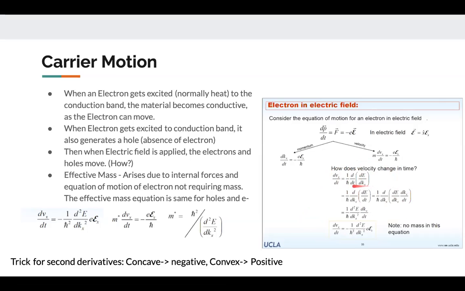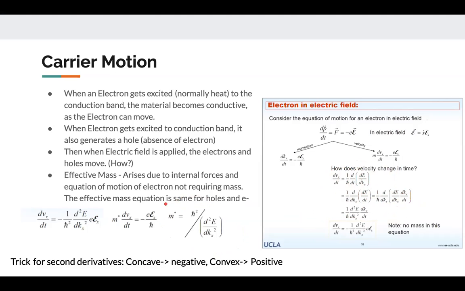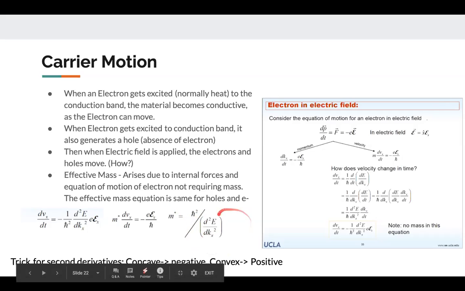Here you do the chain rule. Because E is also dependent on k, you have dE/dt equal to dE/dk times dk/dt, and you keep going. You eventually arrive at the equation for effective mass, which states that effective mass is equal to h bar squared over the second derivative of energy with respect to k. Are there any questions about this?